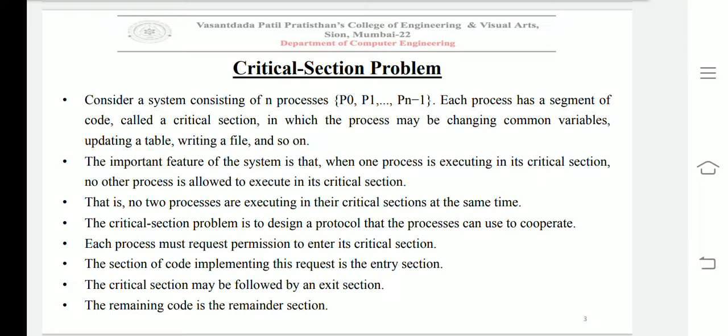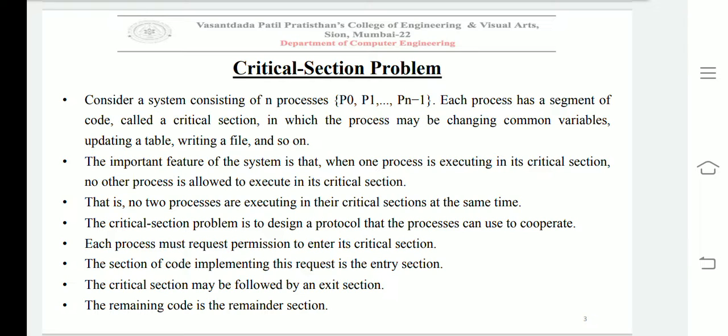The important feature of the system is that when one process is executing in its critical section, no other process is to be allowed to execute in its critical section. The critical section problem designs a protocol for the processes such that they can cooperate. This is done as each process must request permission to enter its critical section.